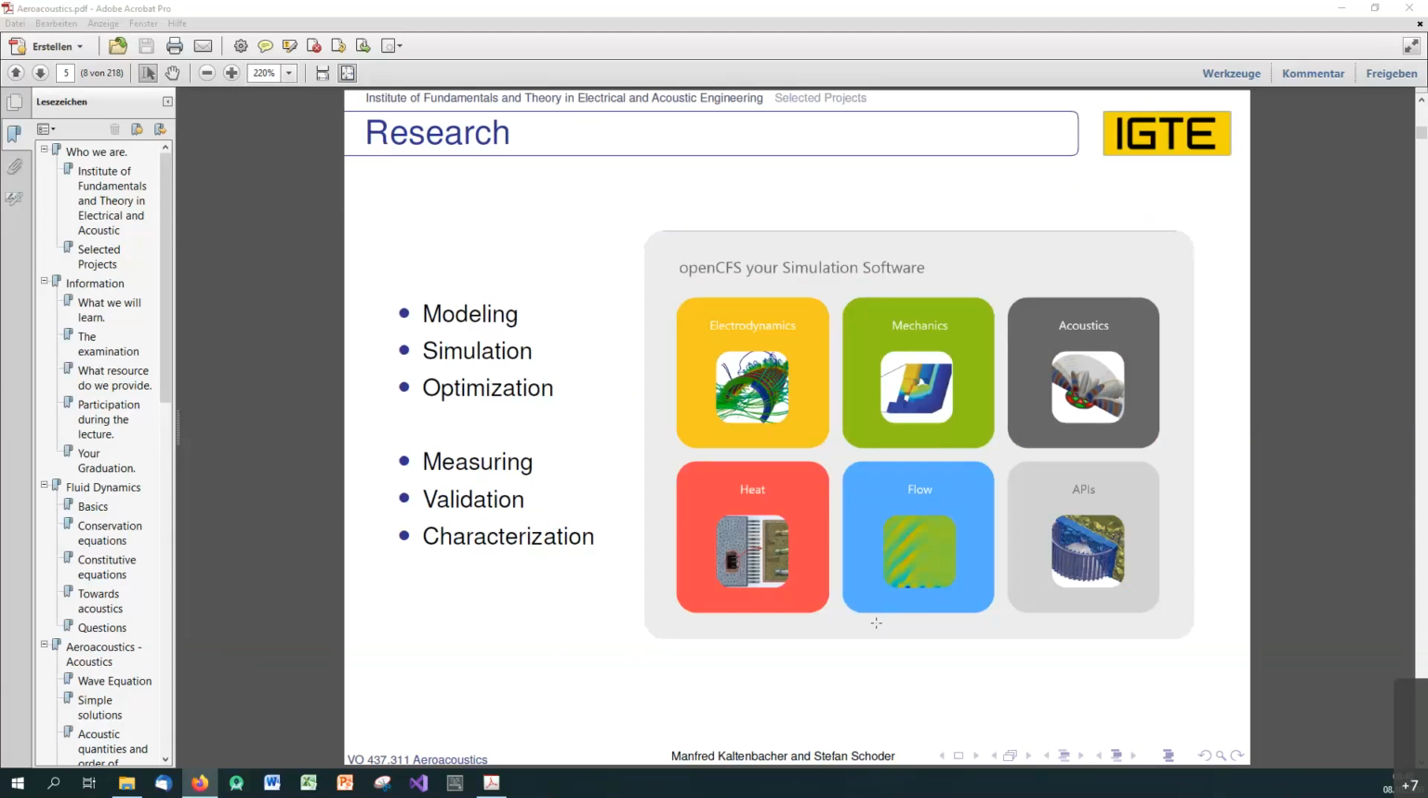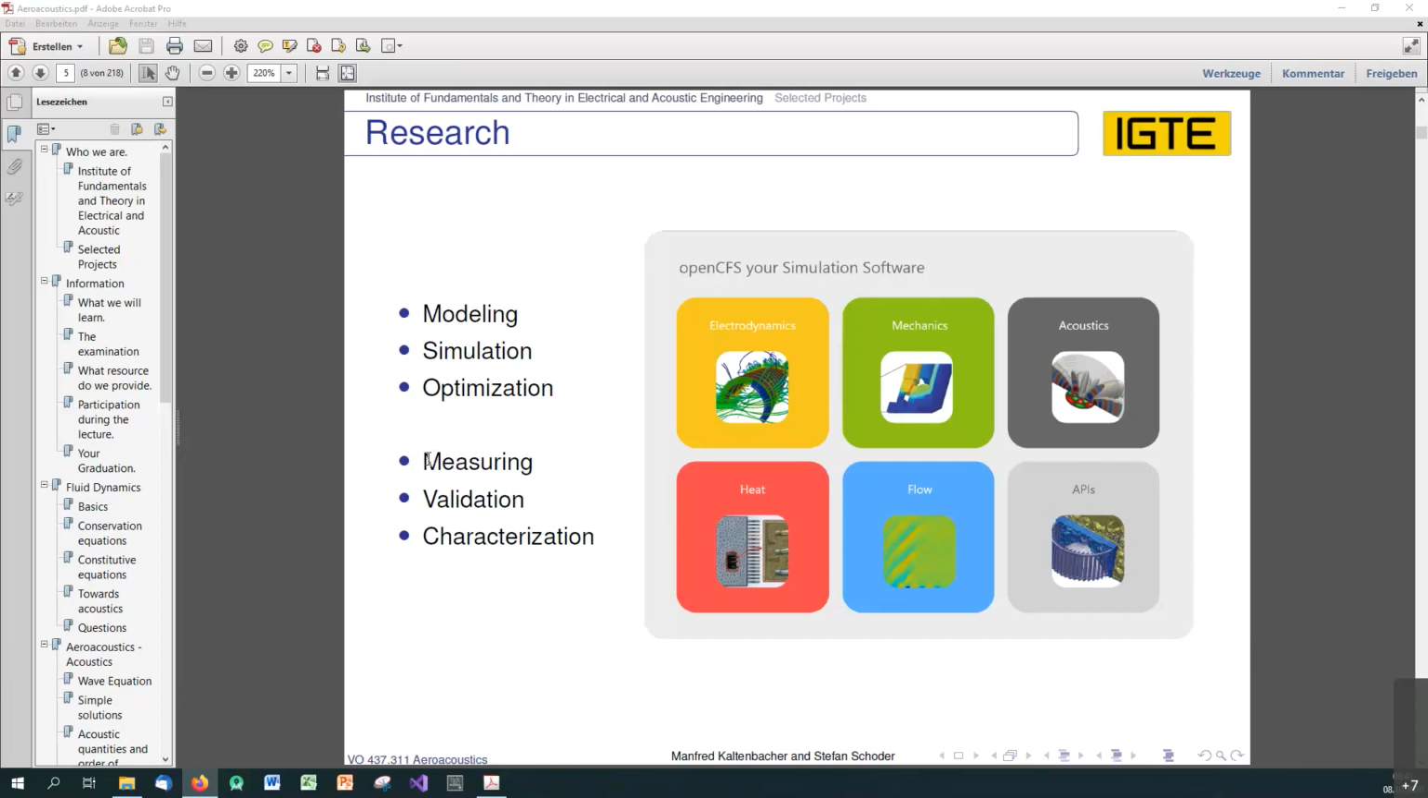About research, what I do at the institute is we have a software which is called openCFS. It's a finite element software where we can model different physical fields. For instance, the electrodynamical field, mechanical field, acoustical field, heat, flow, and we can incorporate different solvers from other companies into our system to couple all these systems together.